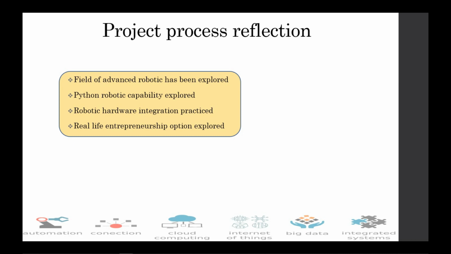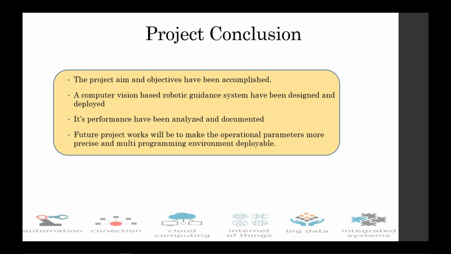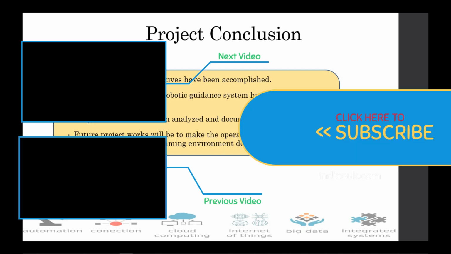Project conclusion: I would like to say the project aim and objective have been accomplished. A computer vision based robotic guidance system has been designed and deployed. Its performance has been analyzed and documented. Future works include lots of signal processing, to make it perfect, and make it deployable for real life industry.